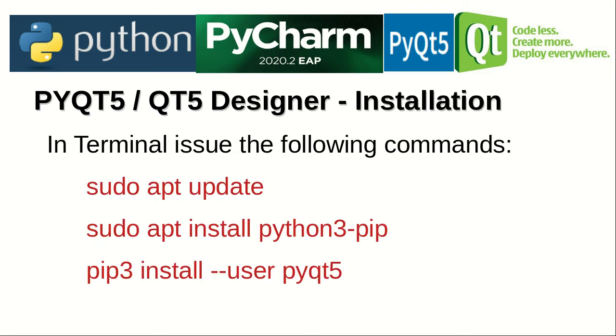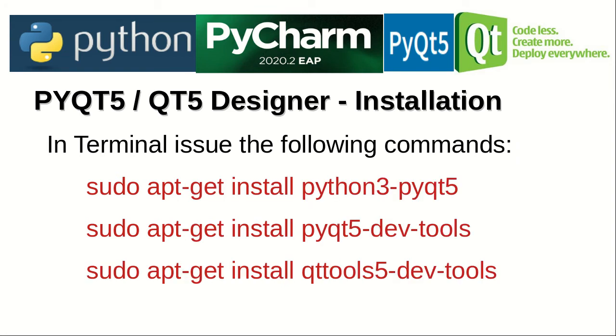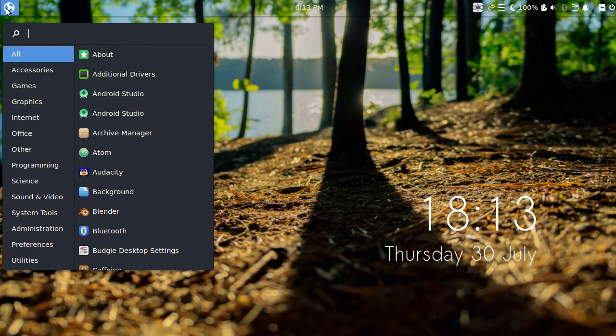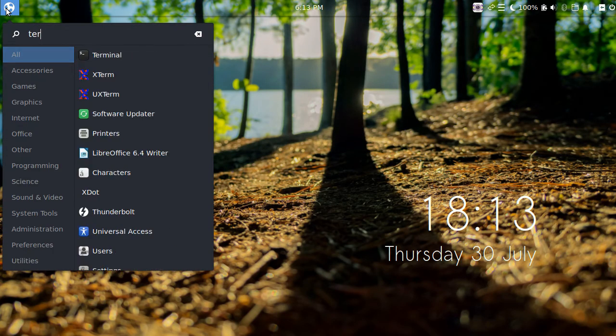file. We can install PyQt5 and Qt Designer in terminal by issuing the following commands. Update, and then we install pip. We use pip to install PyQt5 for the user. The other three terminal commands that we need to issue: python3-pyqt5, PyQt5 development tools, and Qt Designer's development tools. We go to menu, type terminal.